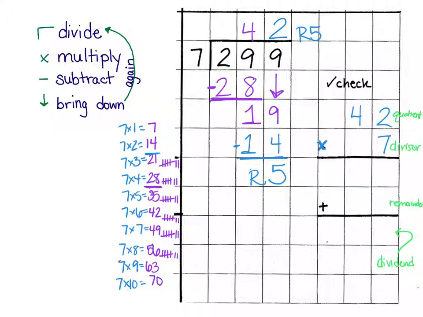Now, this is not our dividend, the answer that we started with. So we need to add the remainder. So we add our remainder of 5, and we get 4 plus 5 is 9, 9 plus 0 is 9, and 2 plus 0 is 2. So 299 should be our dividend. It is our dividend, so we got that problem correct.